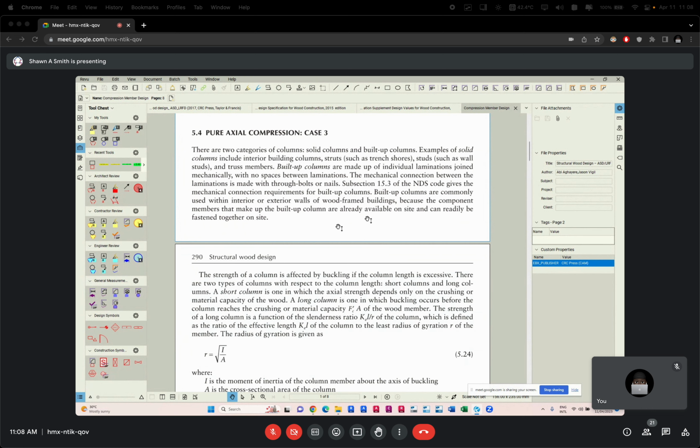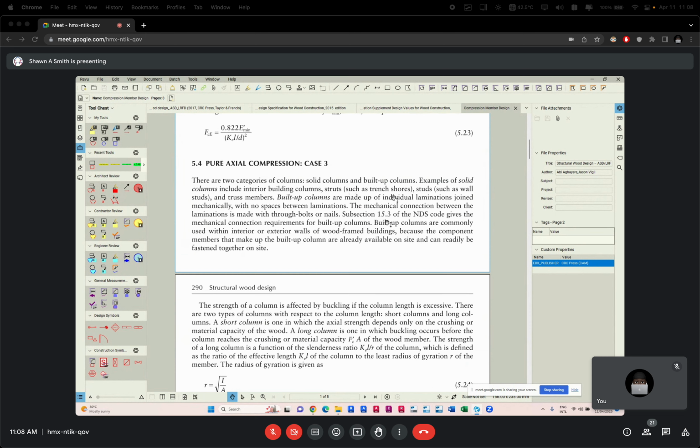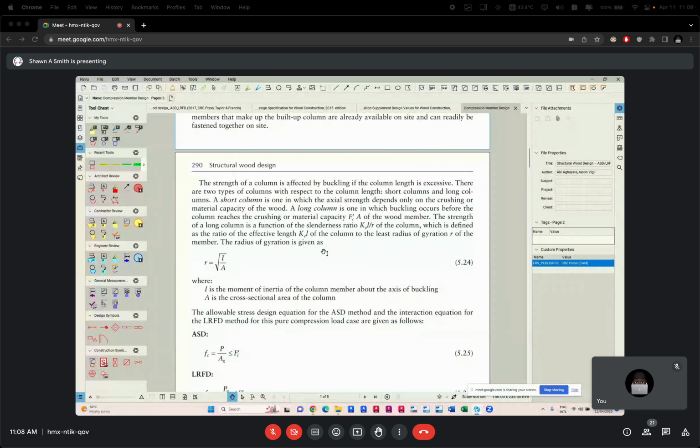The strength, so we can jump over the bottom part of that. Right. The strength of a column is affected by buckling. This we know from concrete design. This we compounded even more when we did steel design last month. If the column length is excessive, because we know that buckling is a function of its length and its effective length based on its end conditions, so we're going to be going right back into those.